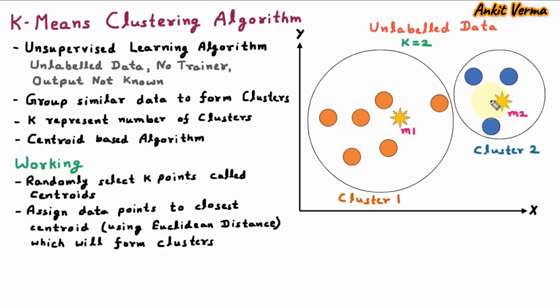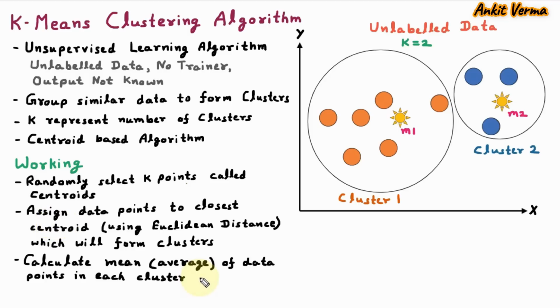These are not the final clusters because these centroids were randomly selected. Next is to calculate the mean of data points in each cluster and update the centroids. In cluster 1, the average value of the data points is calculated and this is the new centroid. Similarly, in cluster 2, the average of the data points is calculated and this is the new centroid of cluster 2.